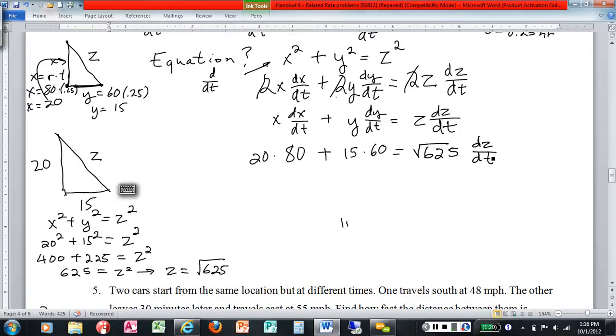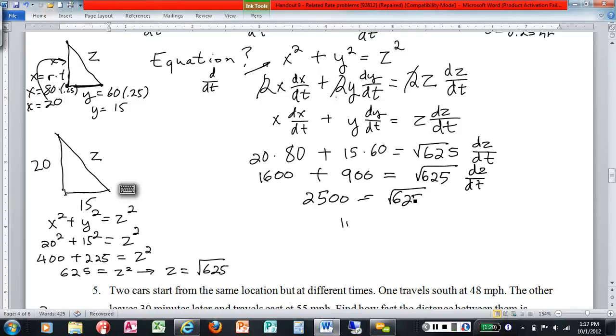Now I can get my dz/dt, solve for here. This is 1600, 20 times 80. 15 times 60, is that 900? Equals square root 625 dz/dt. So that's 2500 equals the square root of 625 dz/dt.